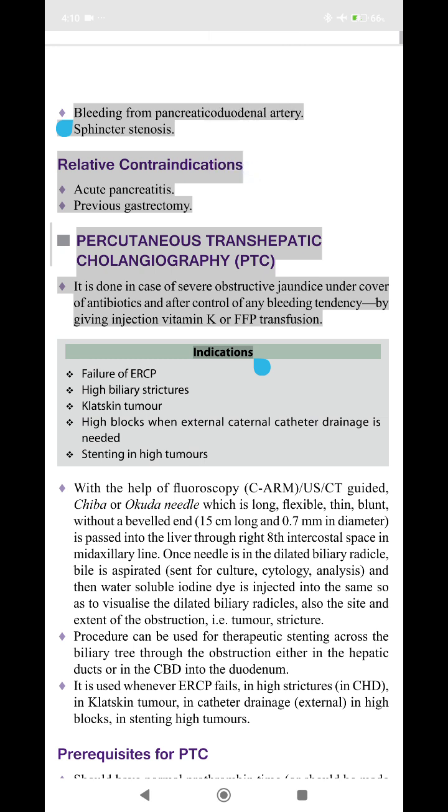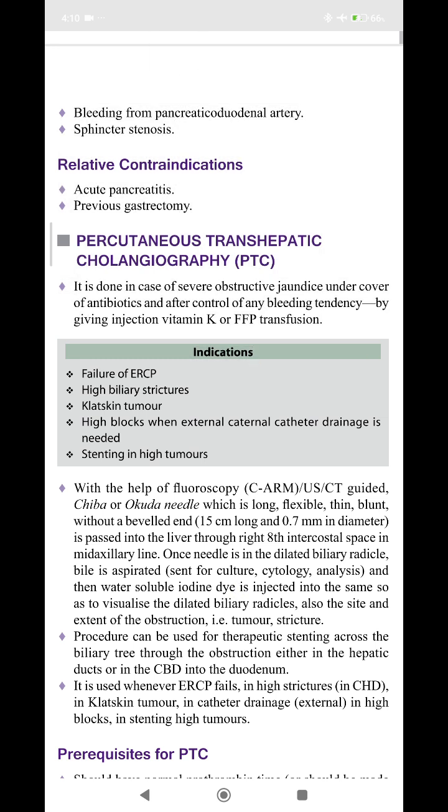Bleeding from pancreaticoduodenal artery, sphincter stenosis. Relative contraindications: acute pancreatitis, previous gastrectomy. Percutaneous transhepatic cholangiography, PTC. It is done in case of severe obstructive jaundice under cover of antibiotics and after control of any bleeding tendency, by giving injection vitamin K or FFP transfusion.